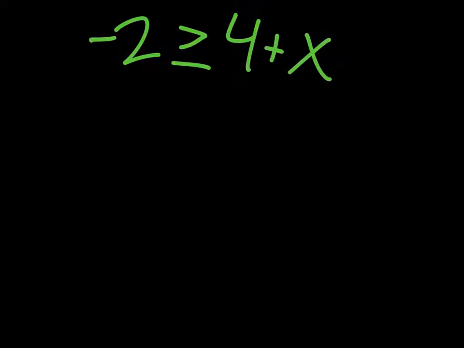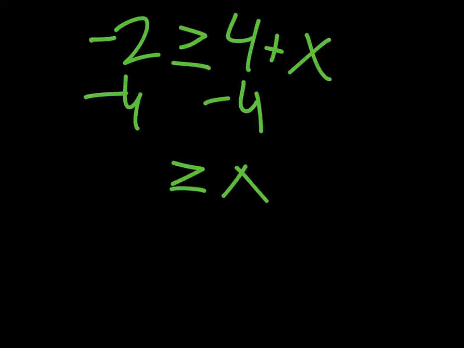If I have, let's do an example from the check yourself. If I have negative 2 is greater than or equal to 4 plus x. Subtract 4 on both sides. X is less than or equal to negative 6. Remember again, negative 2 minus 4 gives us negative 6. That's how I know that. Okay, so x is less than or equal to negative 6.